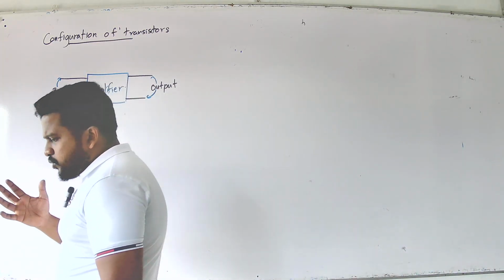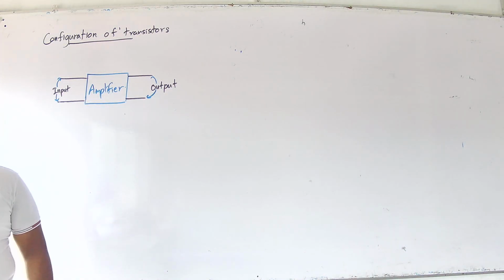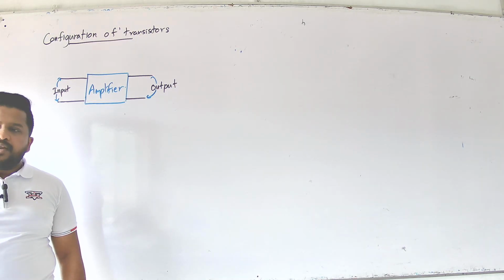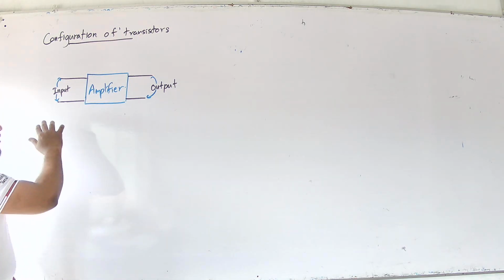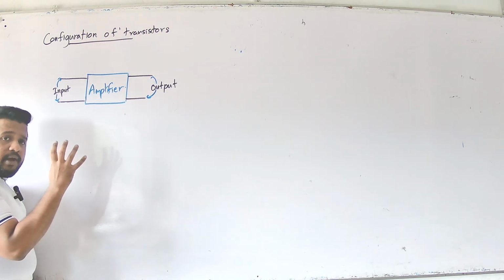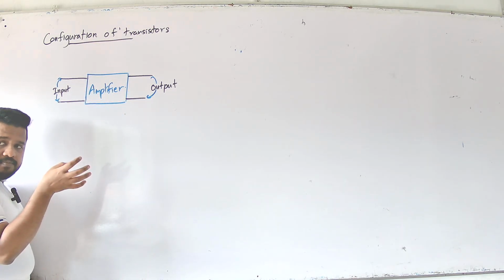We say there are three configurations: common base, common emitter, common collector. So we need to identify what is the best one, right? So how can we identify using the input and output? How can we identify what is the best one?